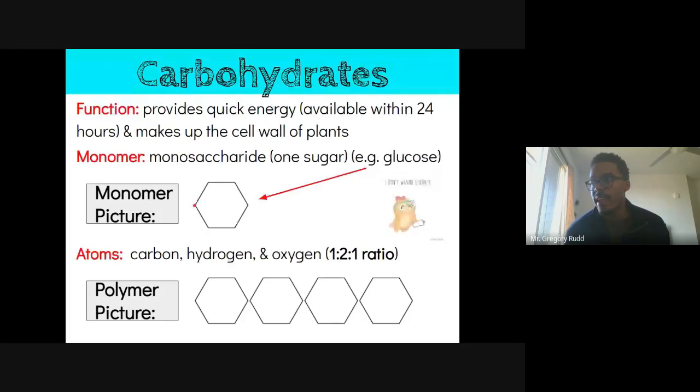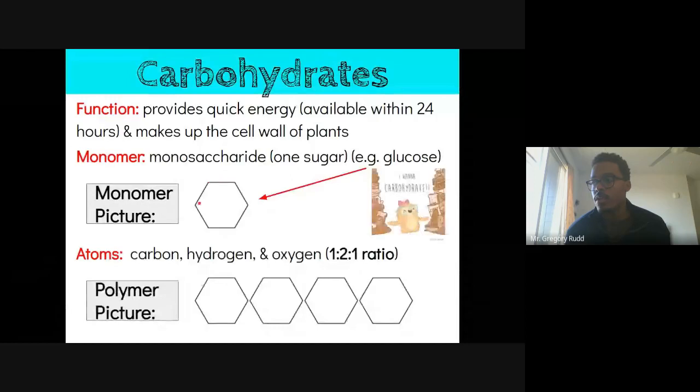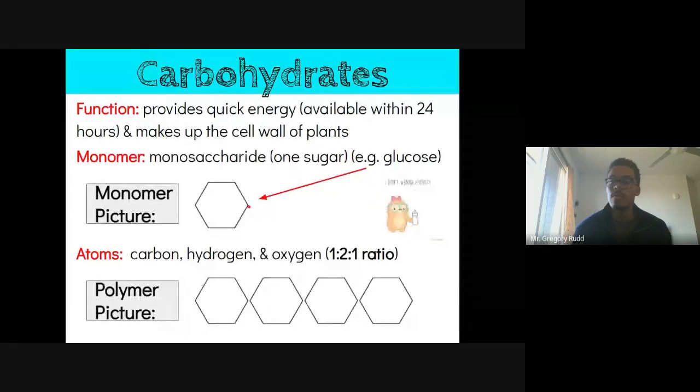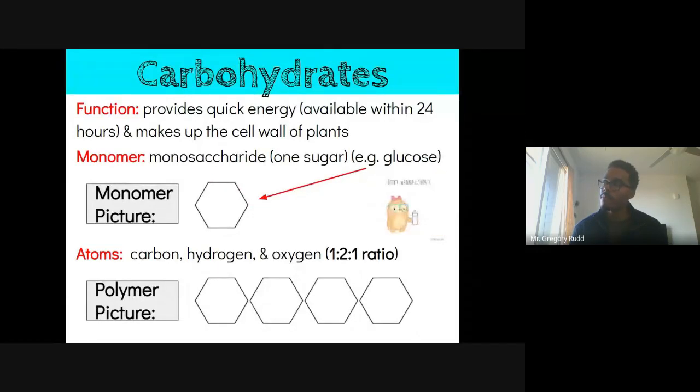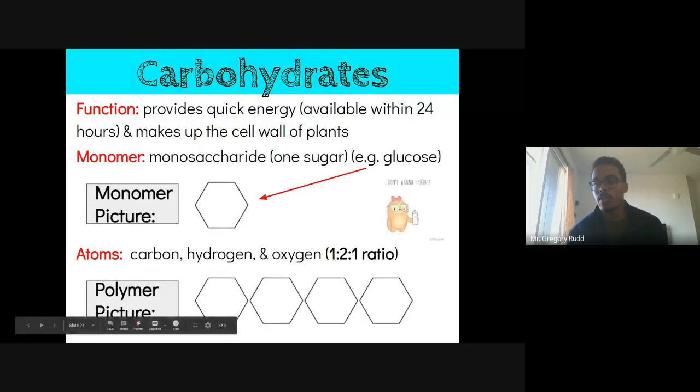So here's a very basic representation of what glucose is. A 6-ring, 6-carbon ring. Each of the corners here would have a carbon in them. Carbon here, carbon here, carbon here, so on and so forth. So the monomer of a carbohydrate is a monosaccharide, aka a glucose molecule. We've got to memorize that, and it'll be easier once we go over it a lot.